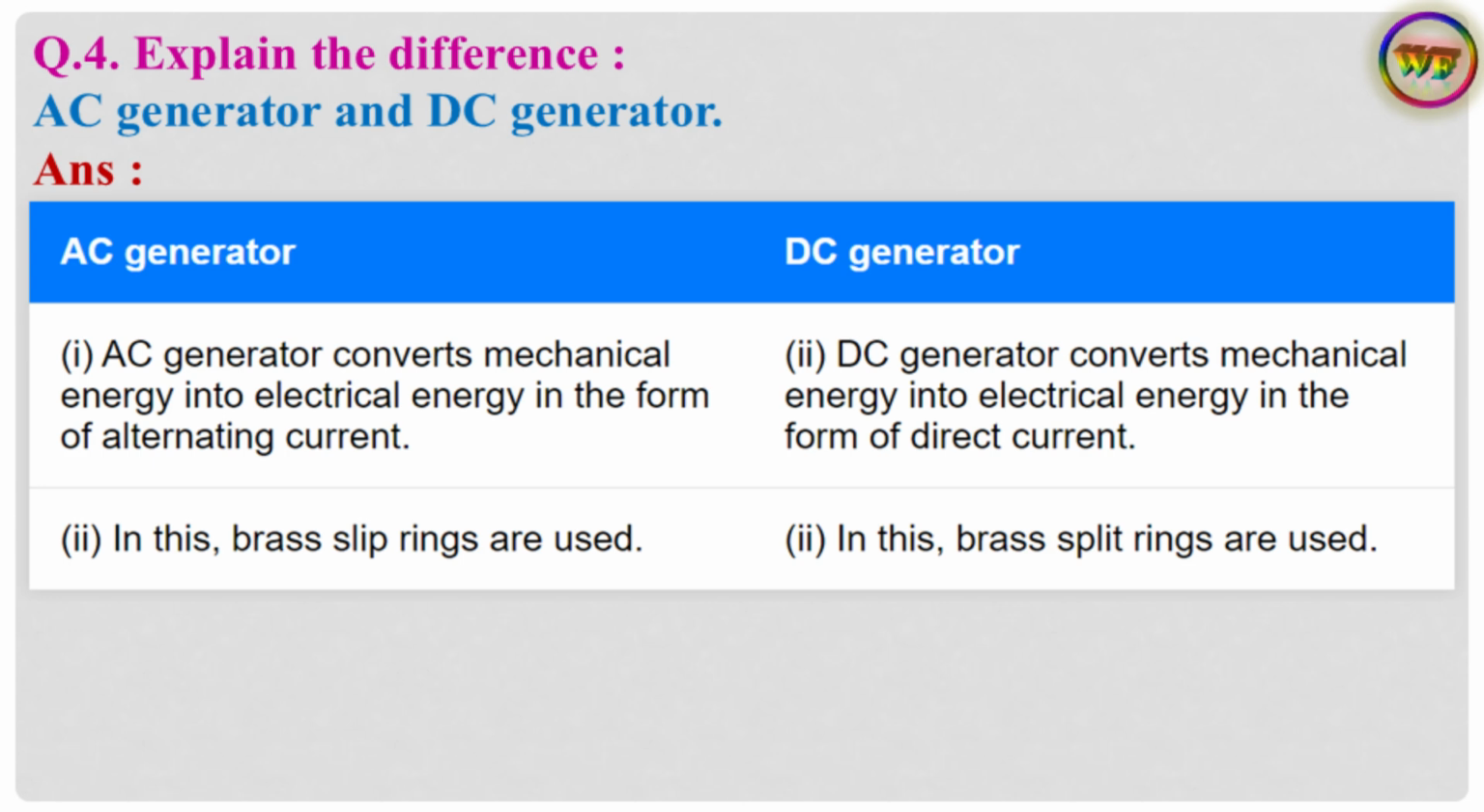Question 4. Explain the difference between AC generator and DC generator. Answer is given directly.